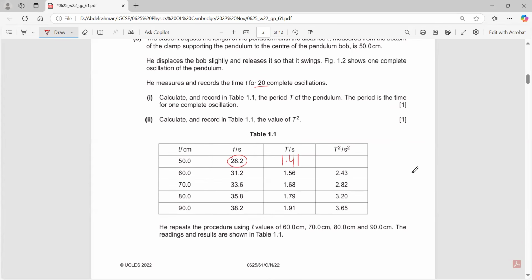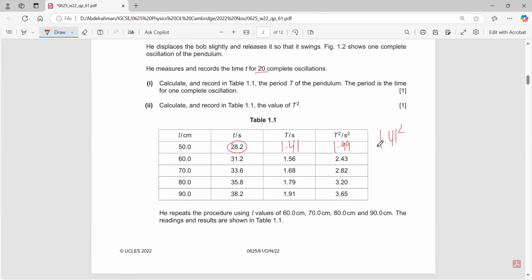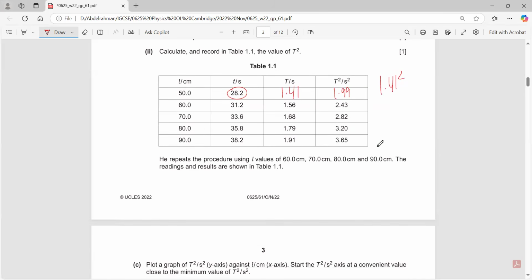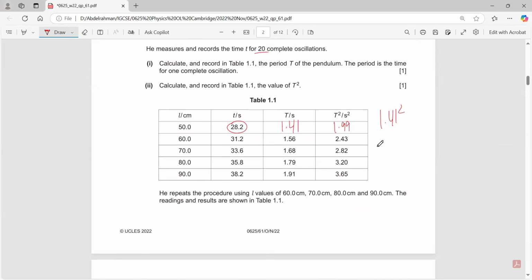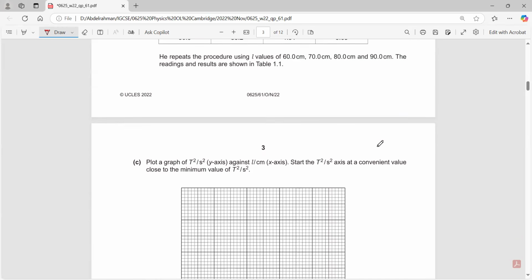Can I find T squared? Yes, 1.41 squared. Using the calculator, it would be around 1.99. So this is T squared. He repeats the procedure for values 60, 70, 80 and 90, and he has some readings.